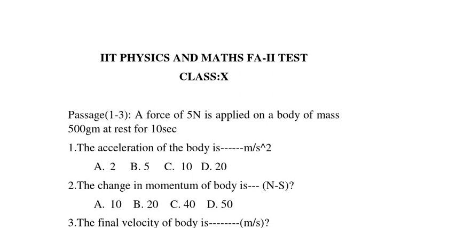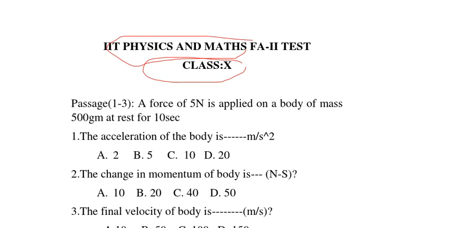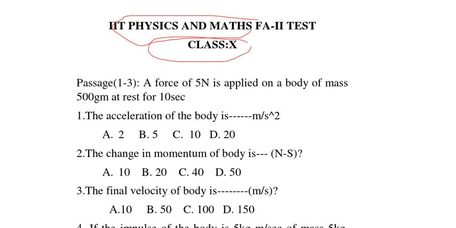Now, this is the IIT Physics and Maths combination, the Physics and Maths FA2 exam for classes 10, 8 and 9. For all three classes the paper is the same. Now see the questions. I hope you guys are waiting for the answers. Without any delay we will start the questions.